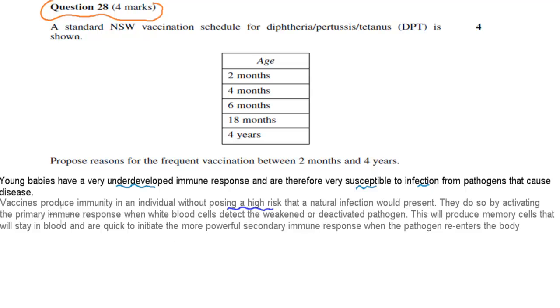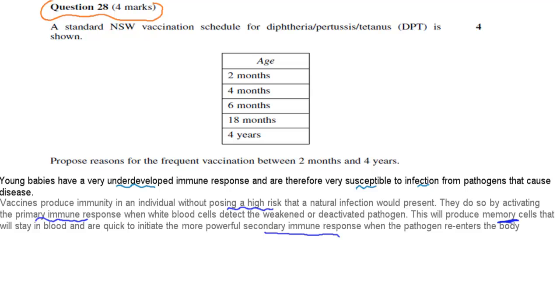They do so by activating the primary immune response when white blood cells detect the weakened or deactivated pathogens. This will produce memory cells that will stay in the blood and are quick to initiate the more powerful secondary immune response when the pathogens re-enter the body. Right? So, yep, that's what vaccines do, more or less in a nutshell. That's what the role of vaccines is.